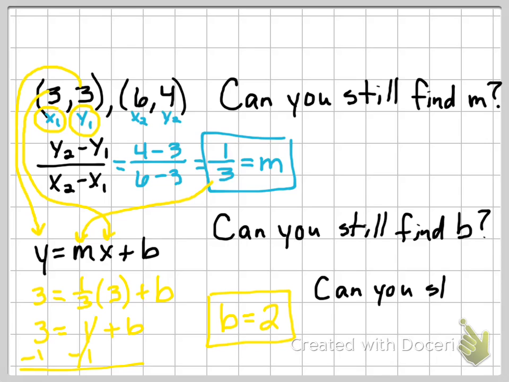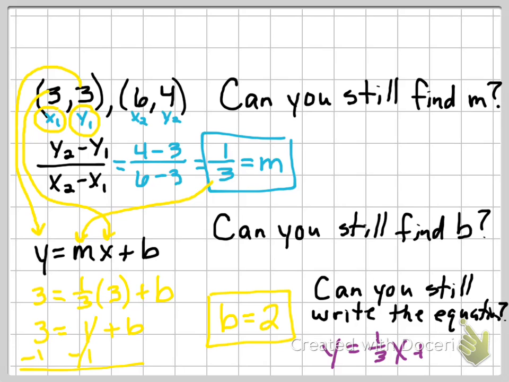And now, if you have m and b, can you write the equation? Of course you can, because all you need to write the equation is m and b. Okay, so the equation is y equals 1/3 x plus 2. Okay, so now we're going to go over the steps for writing the equation given 2 points.